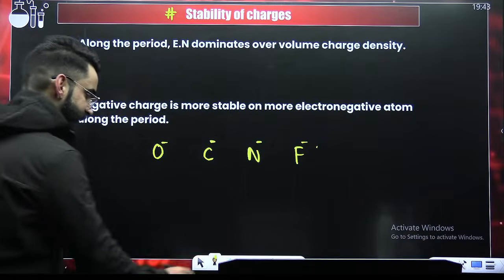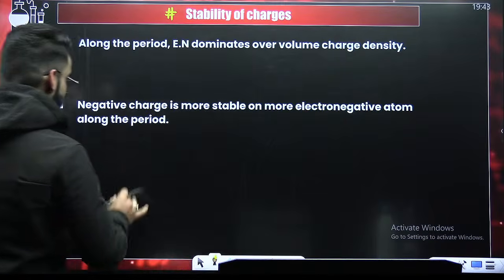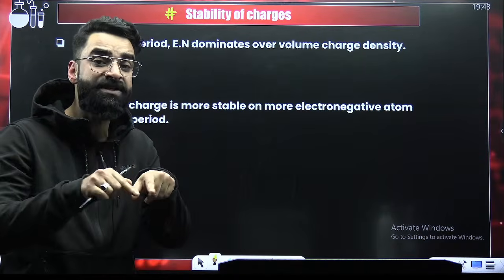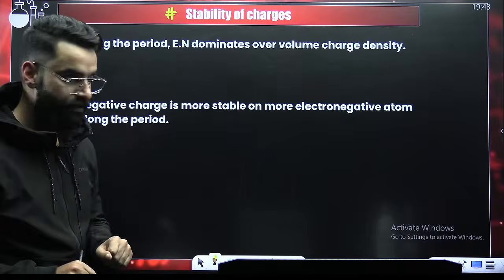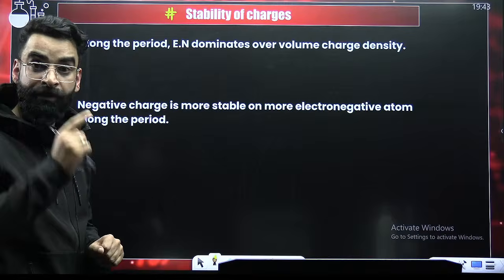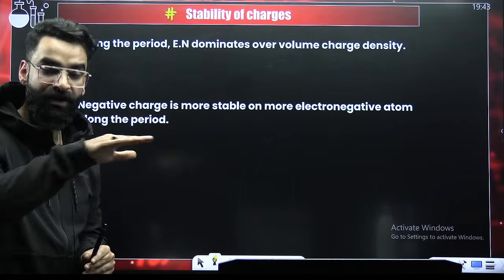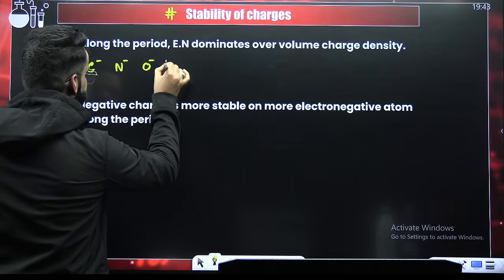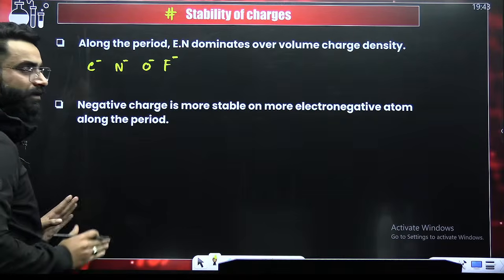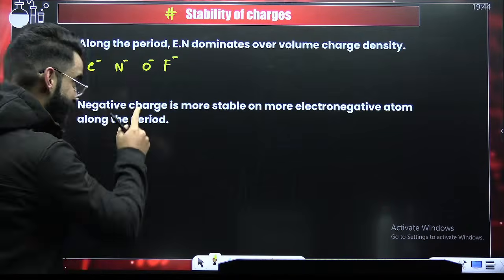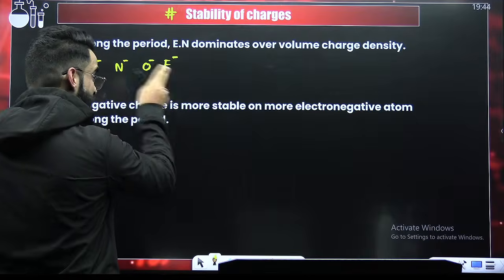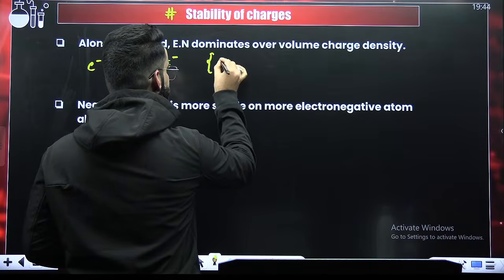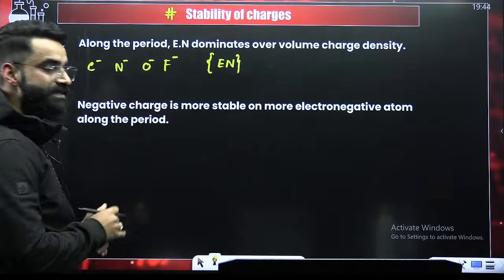Understand one thing, guys. Whenever you have to compare the stability of the charges on the atoms which belong to the same period, for example, carbon carrying negative, nitrogen carrying negative, oxygen carrying negative, fluorine carrying negative, I need to check on which atom the negative charge is more stable. Remember, you'll give your answer as per electronegativity.